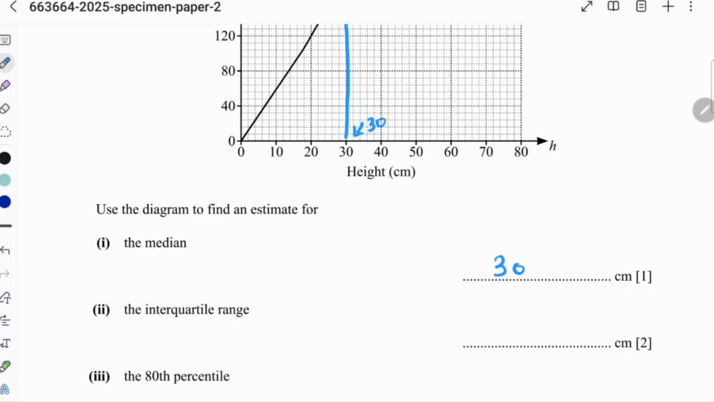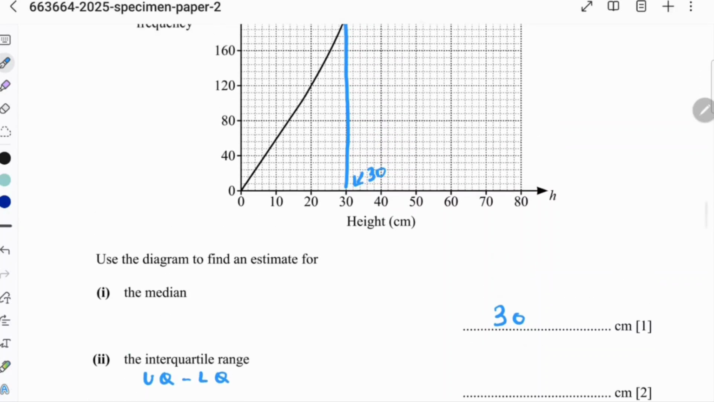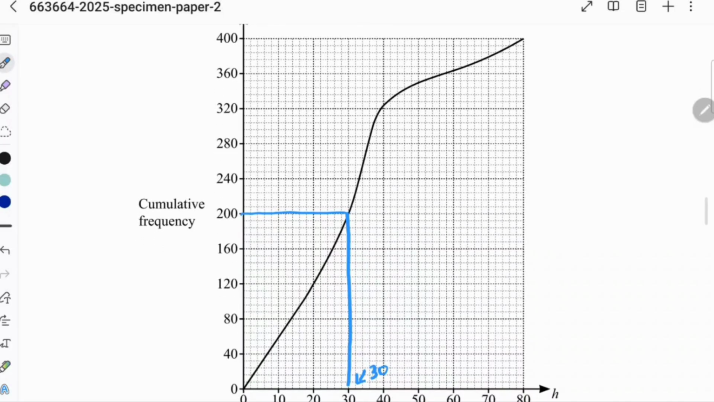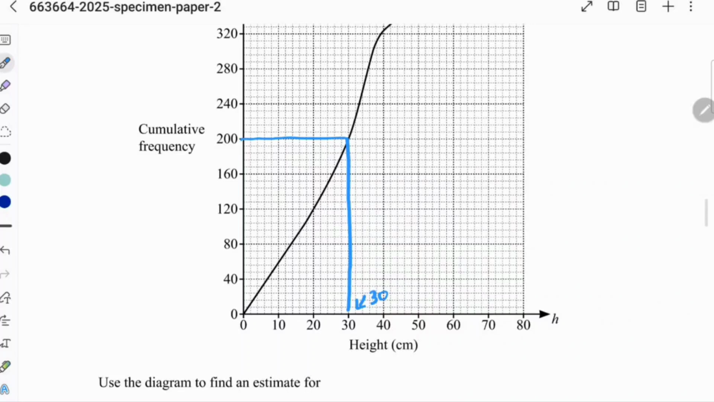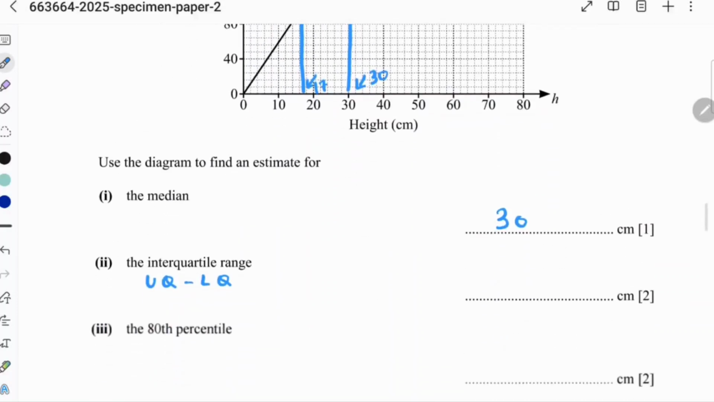The interquartile range means the upper quartile minus the lower quartile. Let's see what the upper quartile is and the lower quartile. So for the lower quartile, out of 0 to 200, we look at 100, between 80 and 120. Just draw the line and find out, it is coming at 17. So 10, 12, 14, 16 and then 17. So your lower quartile is 17.